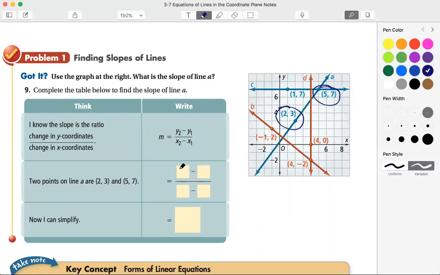So here it is, x1, y1, x2, y2. So we have 7 minus 3 over 5 minus 2. So that leaves us with 4 over 3. And that is your slope.